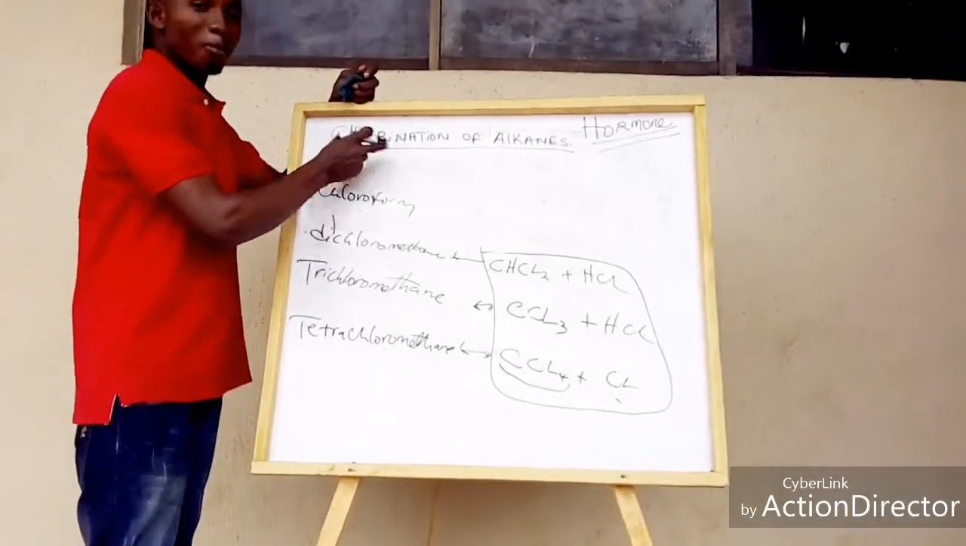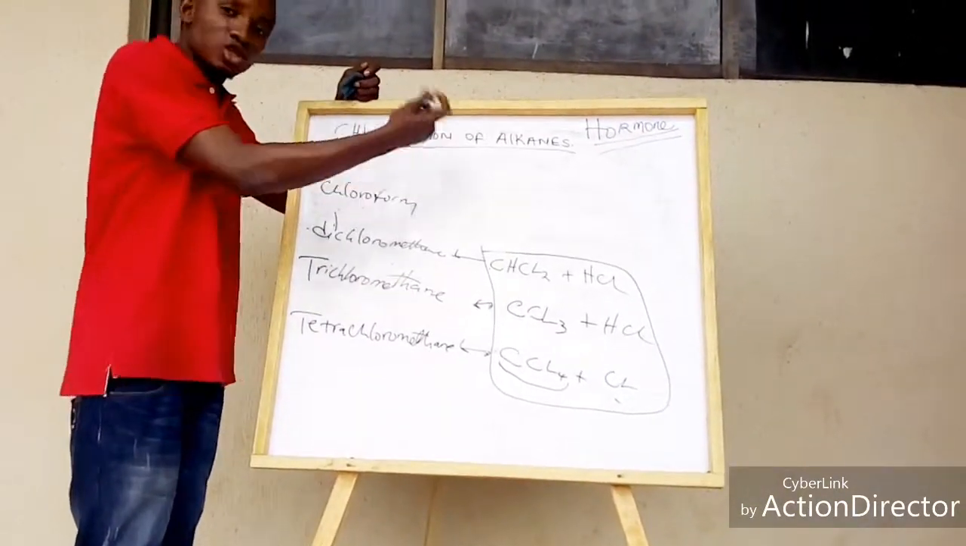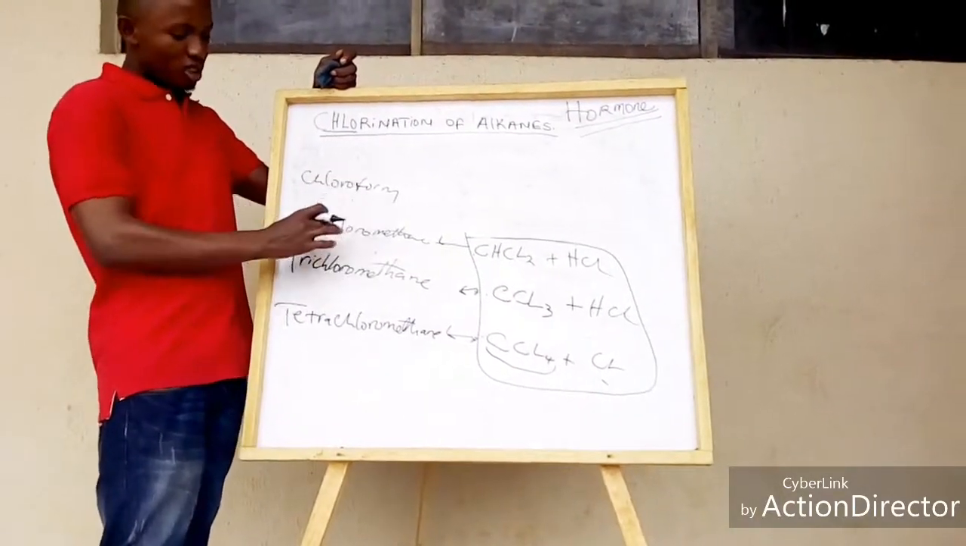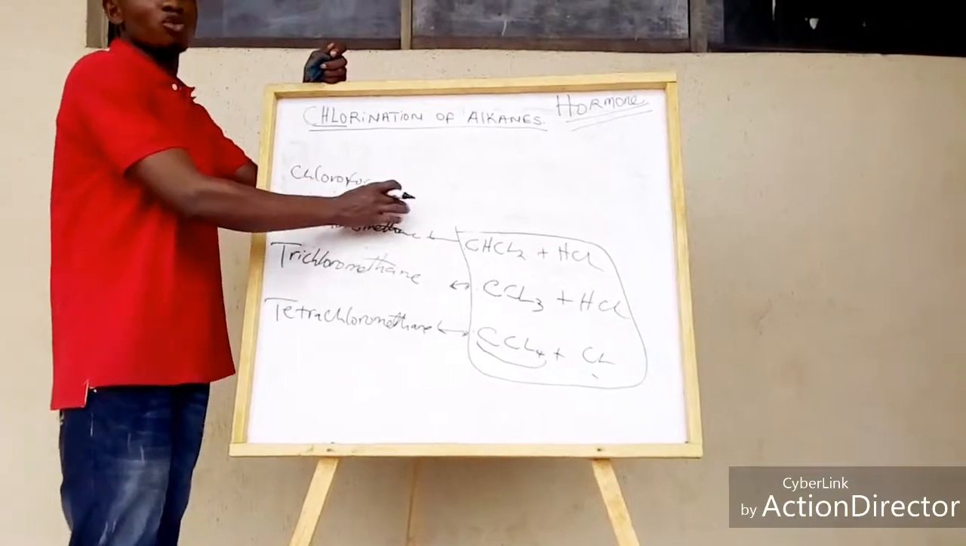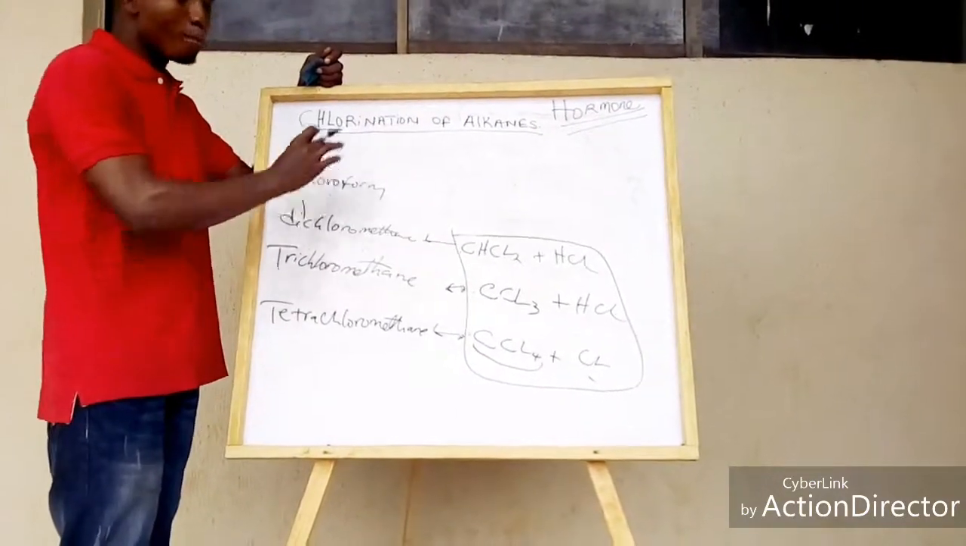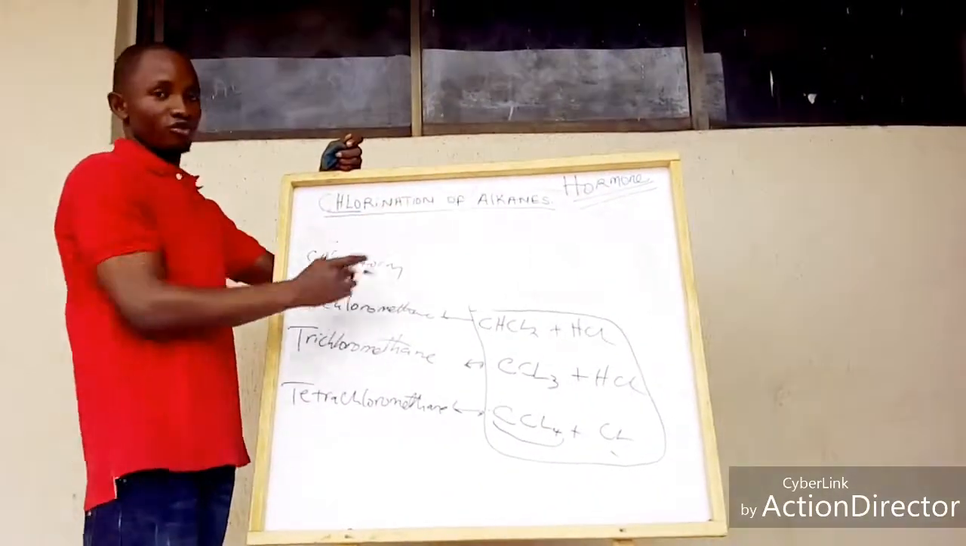Since we are dealing with chlorination, it means that we are talking about chlorine. But if we are talking about bromination, we are talking about bromine. If we are talking about iodination, we are talking about iodine. And if we want to put this in this format, it will no longer be chloroform. If we are talking about iodine, it will be iodoform or bromoform. So these are the important reactions of chlorination of the alkane.